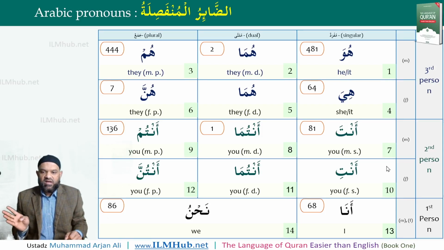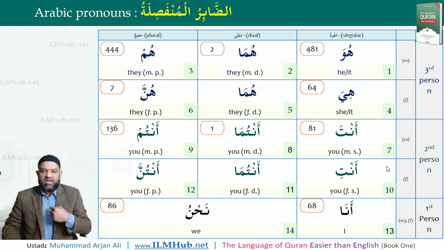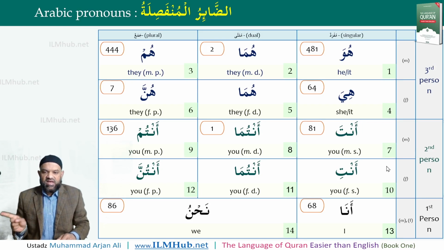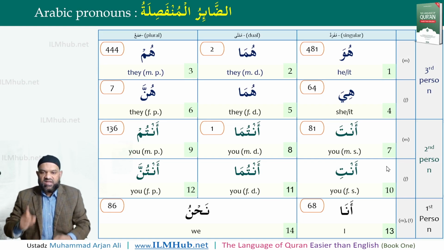Hiya, huma, hunna. Anta, antuma, antum. Anti, antuma, antunna. Ana, nahnu. Alhamdulillah, in this cycle, if you practice, all 14 pronouns, inshallah, will become second nature to you.